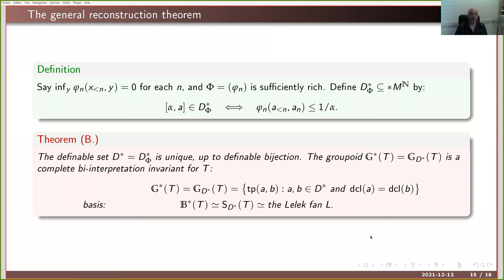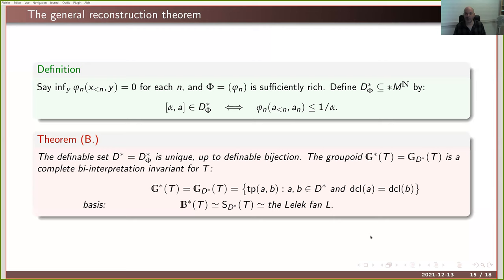Okay, so again, recall the definition. I just repeat the definition. You have sequences and each one is a witness up to an error that depends on where you are, at the height in the cone. And you prove that this set is unique. It's definable, it's unique, up to definable bijection. So if you have two sufficiently rich sequences of formulas, I'm not going to say what I mean by that, then you get the same thing.